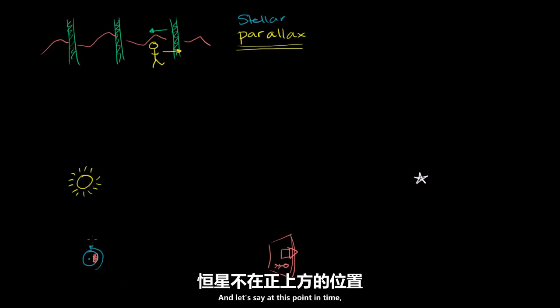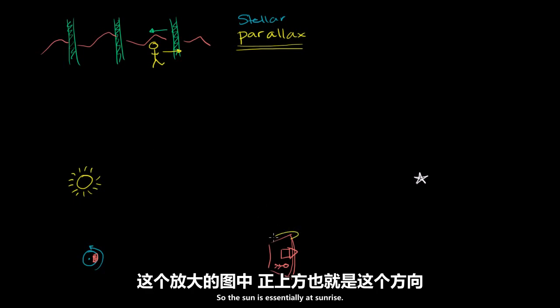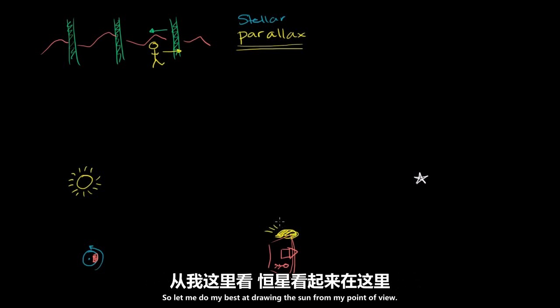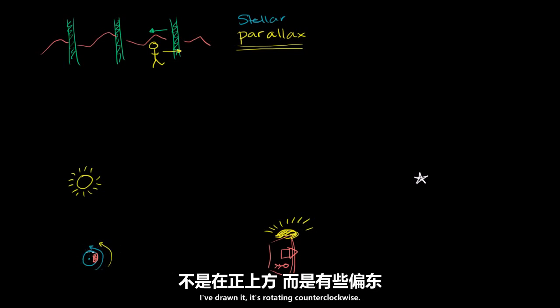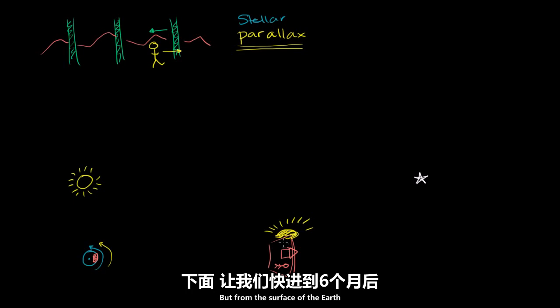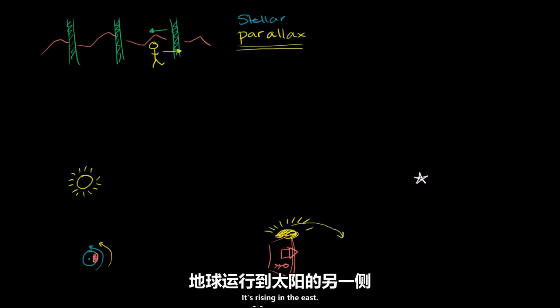And let's say at this point in time, where the way I've drawn this patch, the sun will just be coming over the horizon. So this is essentially at sunrise. Let me do my best at drawing the sun from my point of view. Remember, the Earth is rotating the way I've drawn it, counterclockwise. But from the surface of the Earth, it would look like the sun is coming up here. It's rising in the east.